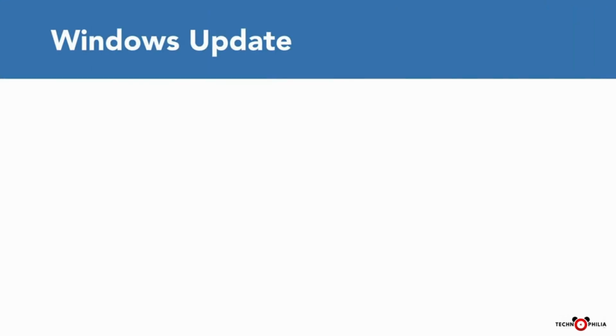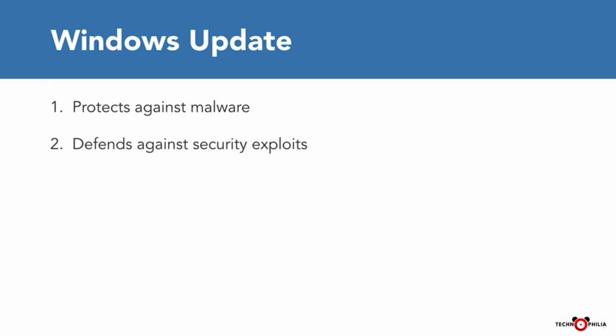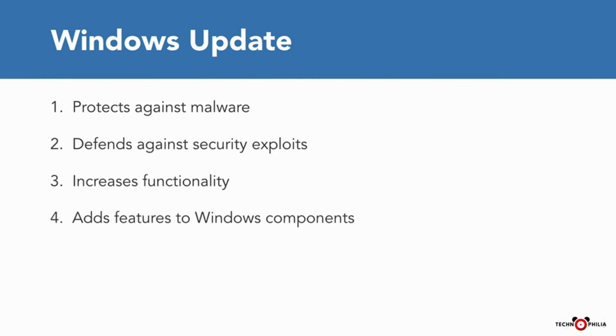Let's begin by talking about Windows Update. Windows Update is a service that provides important updates to Microsoft operating systems. Protects against malware and security exploits. Enhances Windows components and improves functionality. Windows Update has been available to users in Control Panel since Windows Vista. With Windows 10, it's available from Settings.